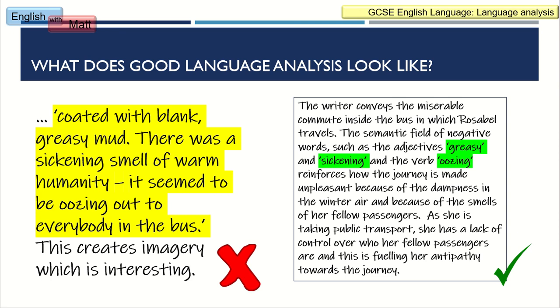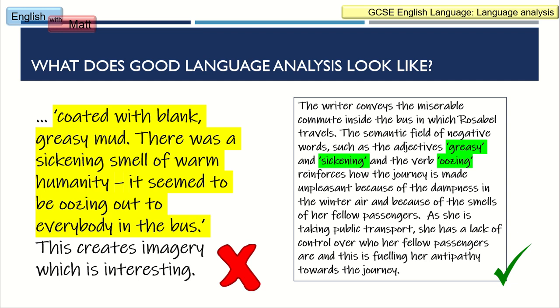journey is made unpleasant because of the dampness in the winter air and because of the smells of her fellow passengers. As she is taking public transport, she has a lack of control over who her fellow passengers are, and this is fueling her antipathy towards the journey. So antipathy means just general misery about something.